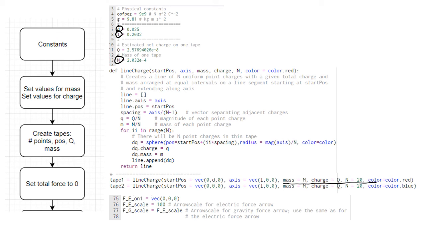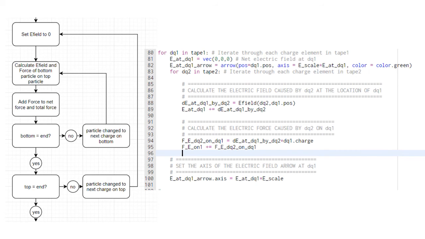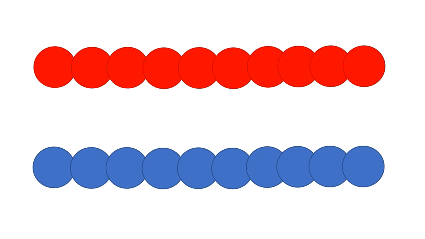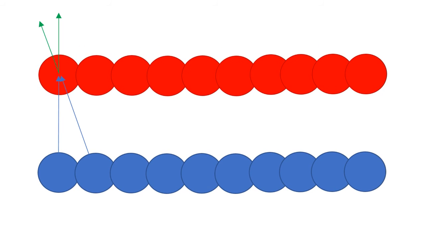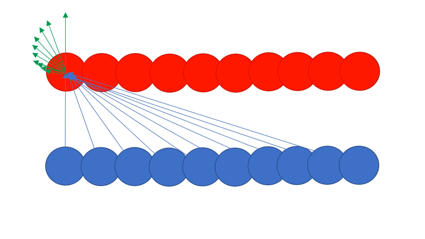At this point, a total electric force variable is created and set to 0, which will be used to sum up all the electric forces acting on the top piece of tape. A for loop is then used to iteratively go through each point charge on top and calculate the E field from each point charge on the bottom. It accumulates all these E fields and forces, and when the final E field from the bottom charge is calculated, the for loop then calculates all the E fields for the next top charge, and so on and so forth.